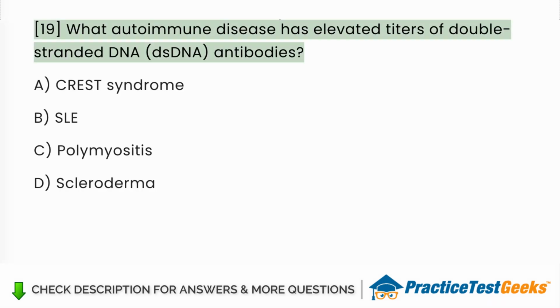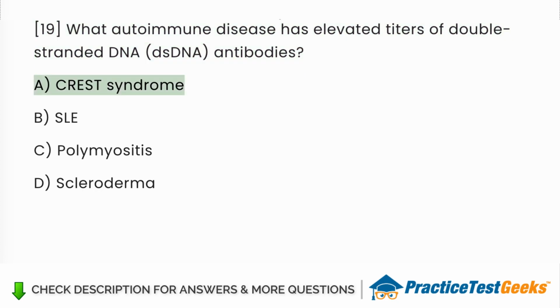What autoimmune disease has elevated titers of double-stranded DNA antibodies? A. CREST syndrome. B. SLE. C. Polymyositis. D. Scleroderma.